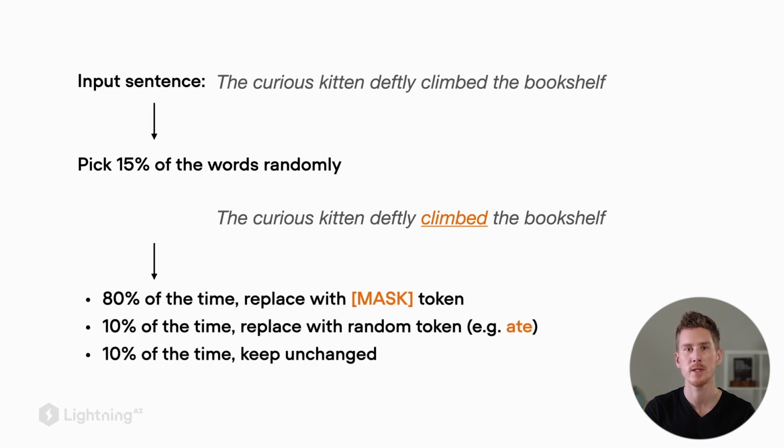And 80% of the time for these marked words, we replace them with a mask token. And 10% of the time, we replace it with a random token. And 10% of the time, we don't do anything. So sometimes we have the complete input sentences as well. And this way, the model learns that it sometimes doesn't have to predict something at all, which is important when we apply this model during inference.